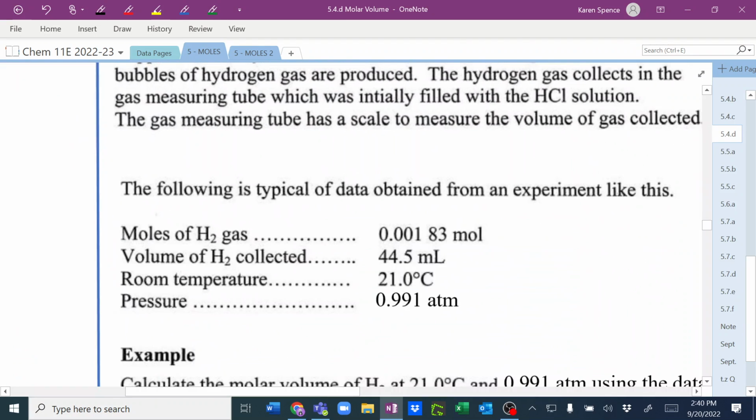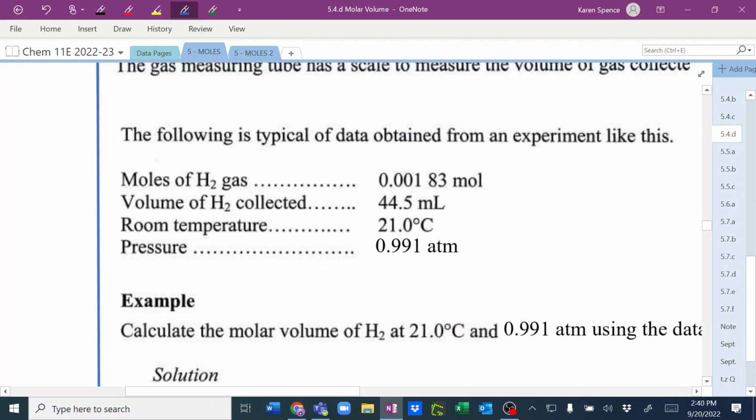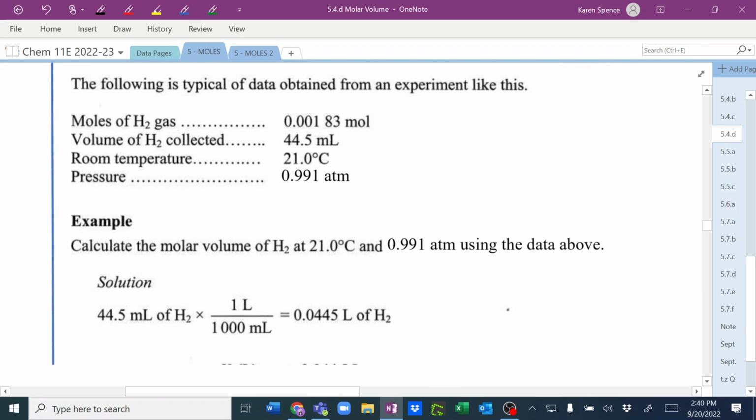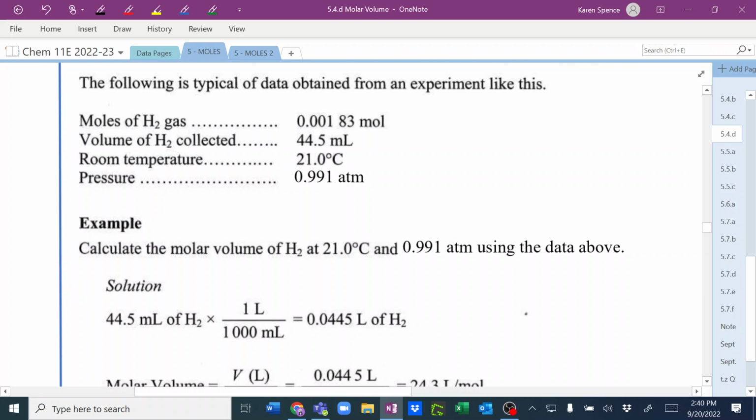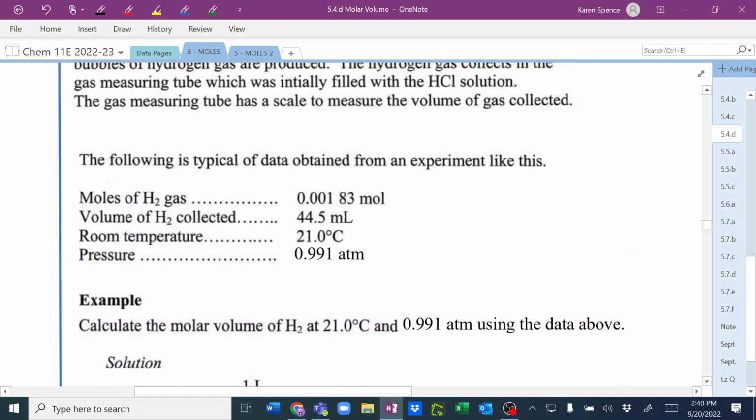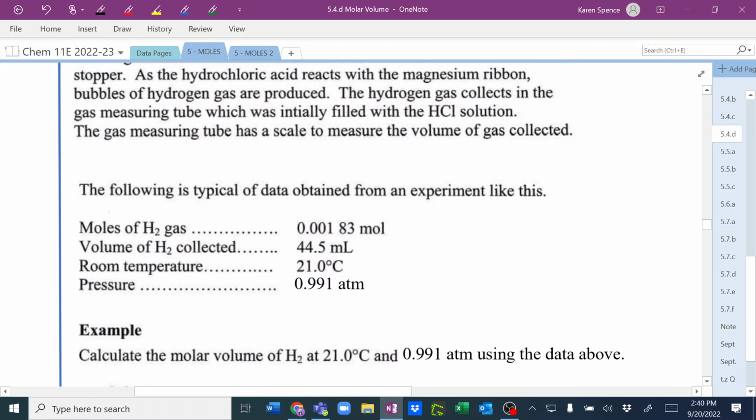So here's the data. You have a room temperature and room pressure. Calculate the molar volume. Why don't you guys cover up the solution and see if you can do it? So put a piece of paper over top of the solution and see if you can calculate the molar volume of H2 at 21 degrees Celsius and 0.991 atmospheres using the above data. And if you don't have any blank paper, there's some blank paper in that little bin at the back there.